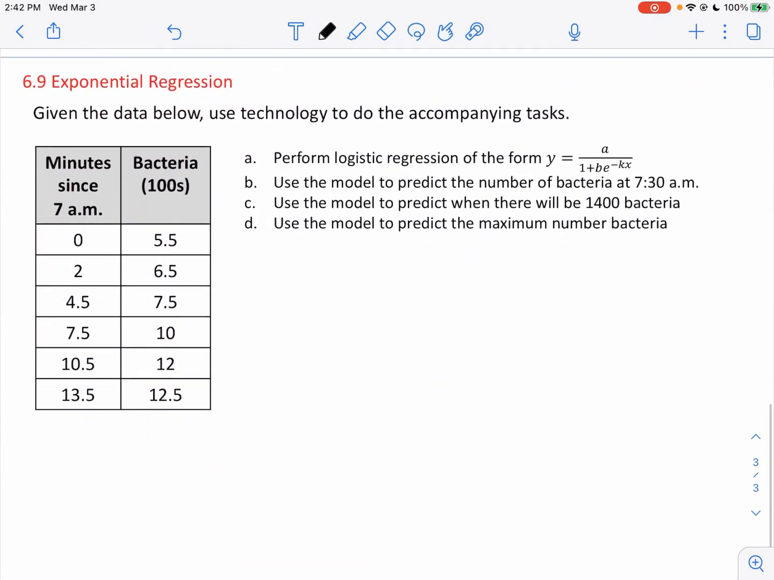Okay, one more slide. Now we're going to do a logistic regression. Perform logistic regression of the form given right here. This is your basic logistic model. It's a constant over 1 plus a constant times e to the negative constant times x.